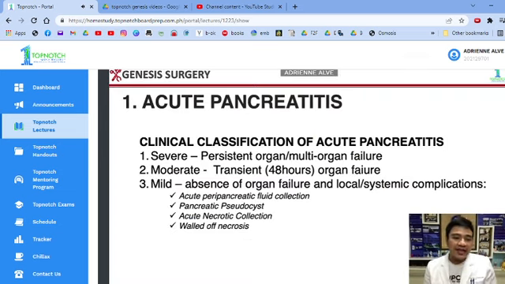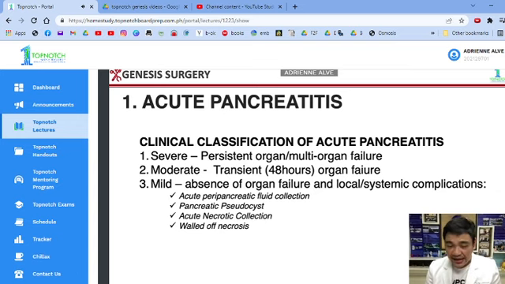So here, also with the Atlanta classification, like the cholecystitis earlier, which was grade 1 to 3, this one is called severe, moderate, and mild. For severe, like earlier, there is multi-organ failure. For moderate, these are just acute kidney injury or reversible organ failure, usually resolving within a 48-hour period. The mild one is the absence of organ failure and or local or systemic complications.